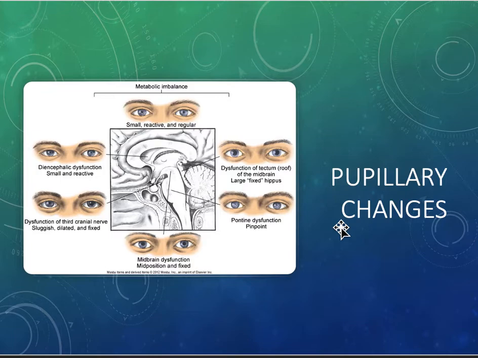So the way pupils move can really tell you if something's going on with the brain, and whether it's on both sides. Now, I do caution you that if you have a patient who has cataracts or who has had eye surgery, their pupils will not react normally. And so don't forget to pay attention to your other clues, okay? Don't simply rely on the pupils.